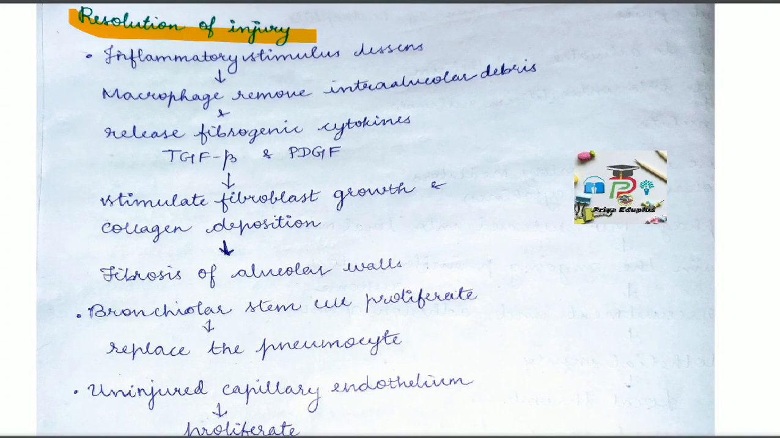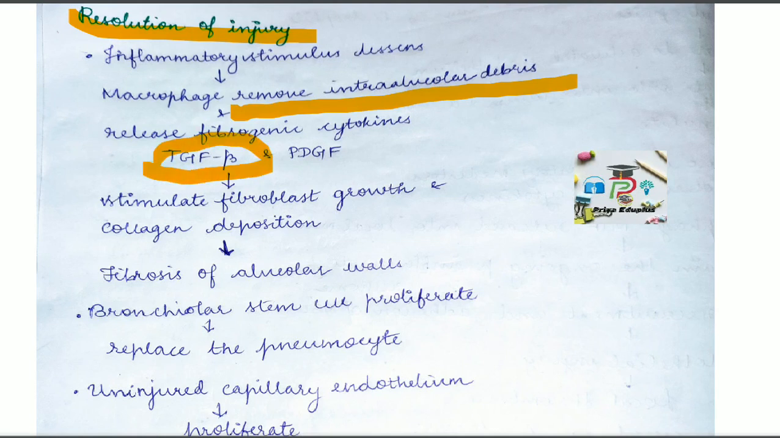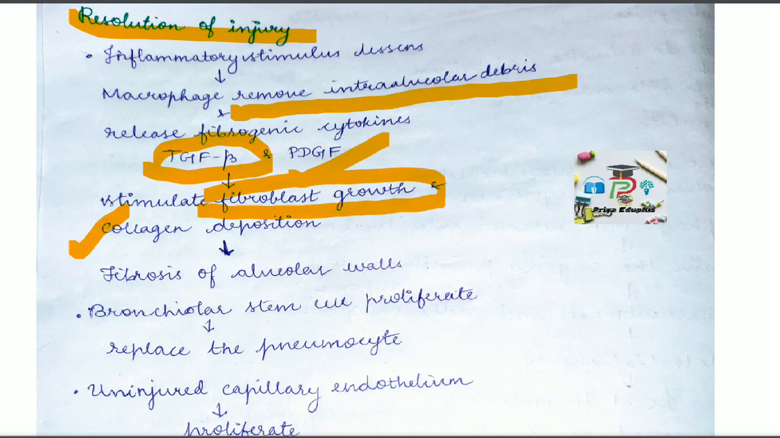After some time the inflammatory stimulus will get reduced. Okay, so macrophages will remove the intra-alveolar debris and they also release fibrogenic cytokines such as transforming growth factor beta and PDGF. They will stimulate fibroblast growth and also cause collagen deposition. It will lead to fibrosis of the alveolar walls. Okay, in the resolution phase, the inflammatory stimulus lessens.